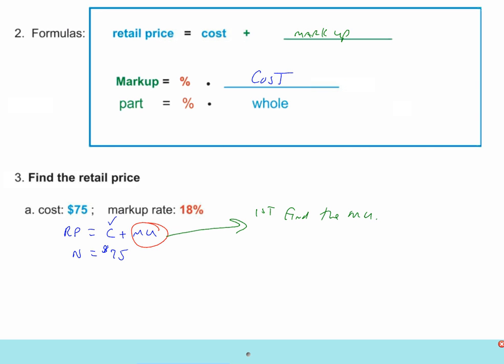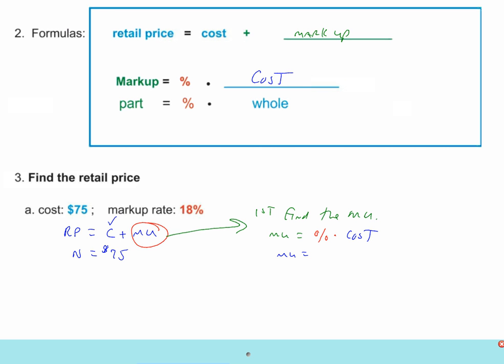So again, we got a formula for that. The markup equals the percent, and that's the percent markup times the cost. As long as you stay organized, these aren't terrible, but you have to do some thinking. So again, what do I need to finish finding the retail price? I need the markup, and so that's what we're going to find right now. And again, I'm just using MU for markup.